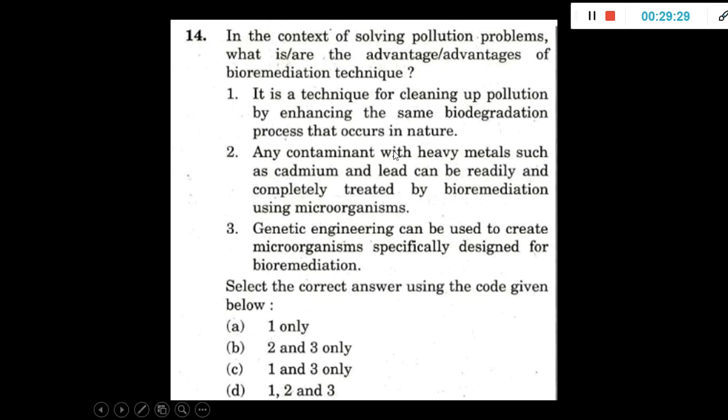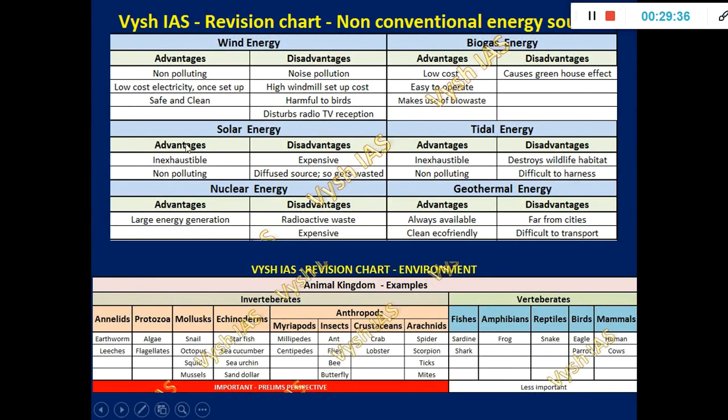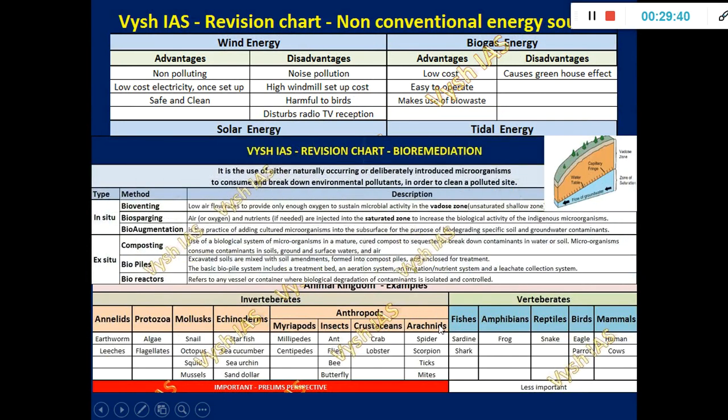It's a 2017 or 18 question, one of the easiest questions because options were designed like that. And this thing we have already covered in our revision chart. That also I'll show you. These are different revision charts. This is made from the NCERT textbook. This is made from the Shankar IAS textbook. Then this is again my own, made from different sources. And this was exactly asked. This question on bioremediation is what was exactly asked. From this chart you can answer that.